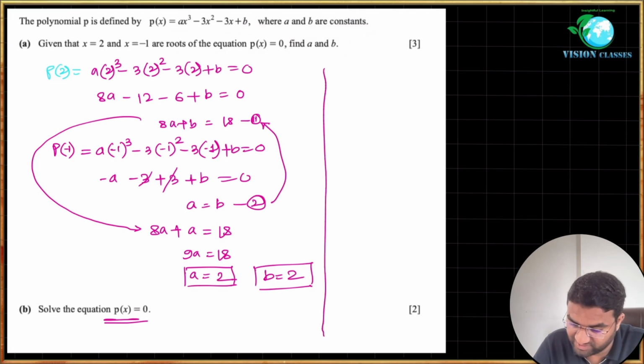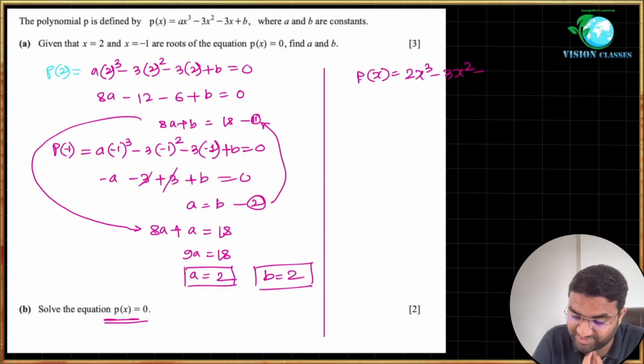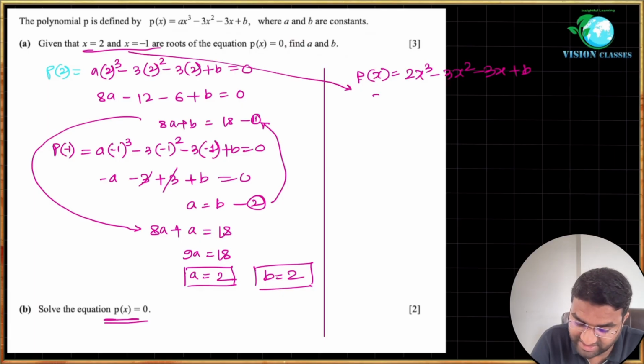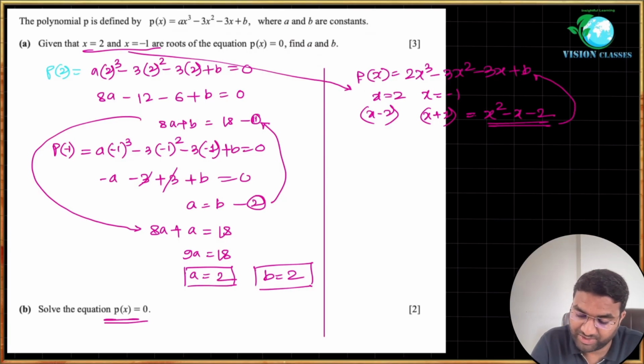So firstly, what complete equation will we get? p of x is equal to 2x cube minus 3x square minus 3x plus b, isn't it? Here you already have two factors, means x is equal to 2, so x minus 2 is one factor, x is equal to minus 1 means x plus 1 is another factor, and if you expand this, we will get x square minus x minus 2 as the complete factor, right, and this is a factor of p of x, isn't it?